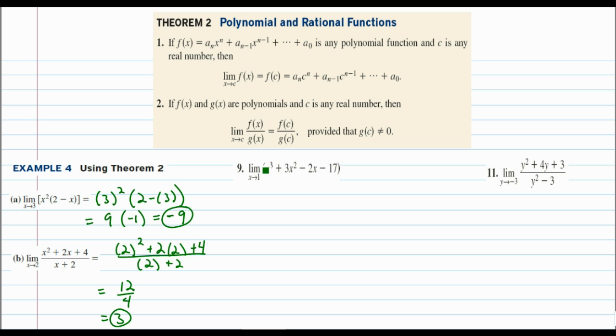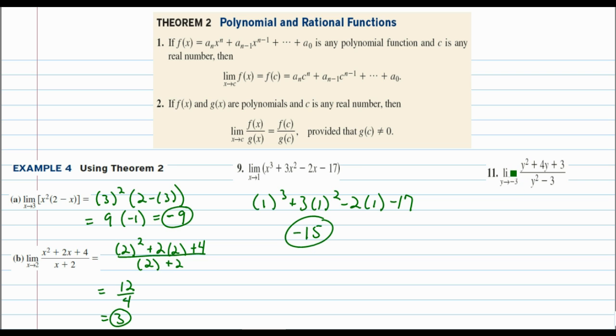Now try problem number 9 asks me to find the limit of this polynomial as x approaches 1. So I don't need to write limit anymore because I'm just plugging in 1 to find that limit, and I get -15. This comes with 2 now try problems, so let's also try 11.